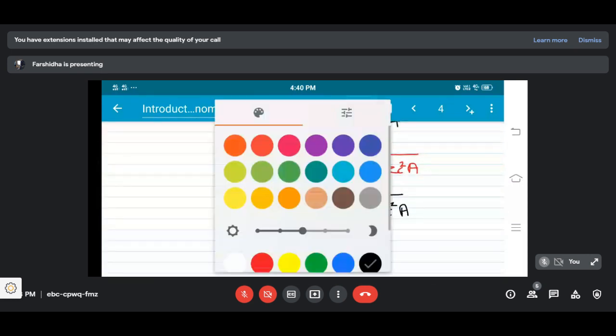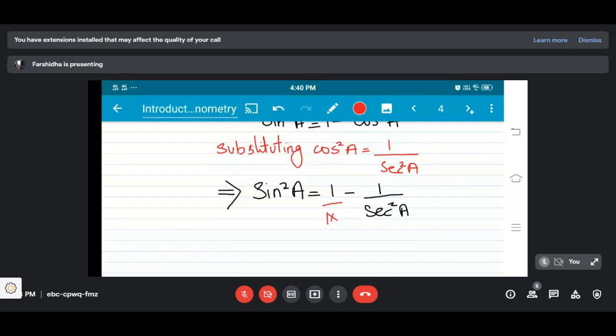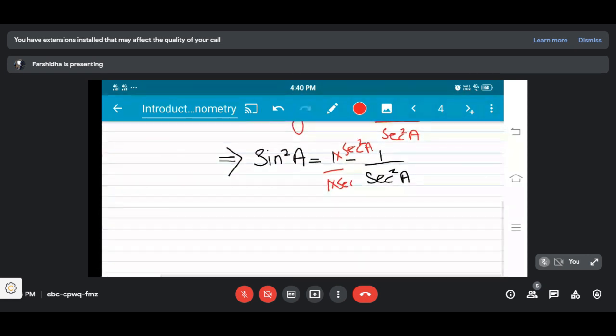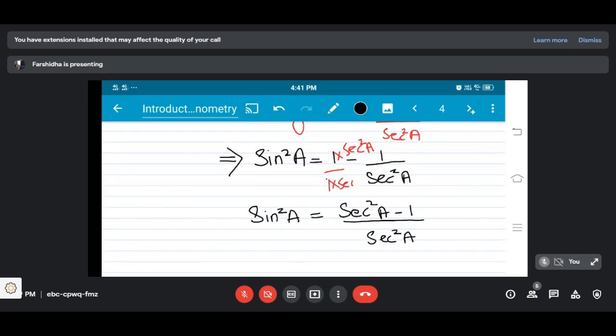Now taking the LCM here, sec square A into sec square A, so that we can make the denominator same. 1 into sec square A minus 1 divided by sec square A, since both denominators are sec square A. Now we got sine square A is equal to sec square A minus 1 divided by sec square A. But we don't want sine square A. We just need sine A.